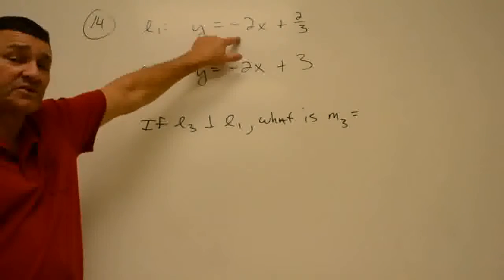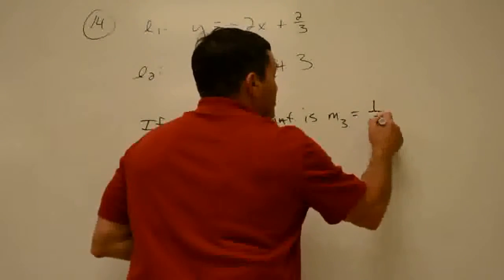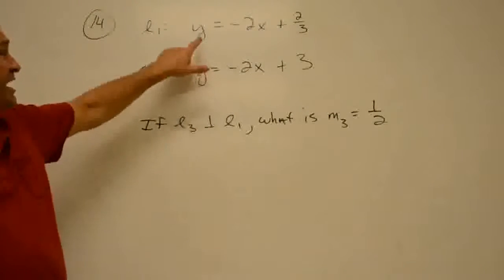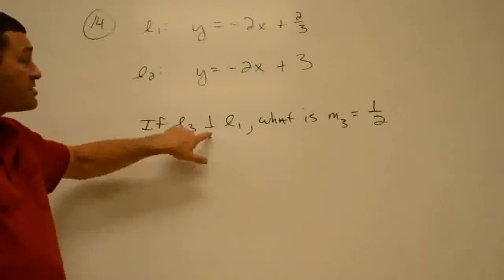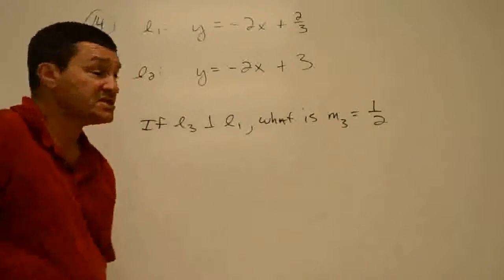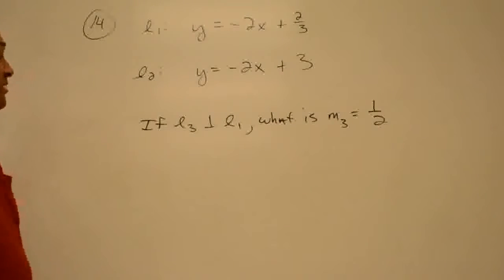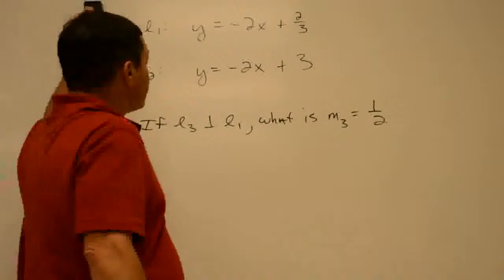So think of negative 2 as a fraction, negative 2 over 1. Flip it upside down and change the sign, so positive 1/2. Any line that's perpendicular to line 1 will have a slope of 1/2. Now that wasn't in the book, but some other question that you'll do for homework might well ask that kind of question. Okay, let's do number 16.